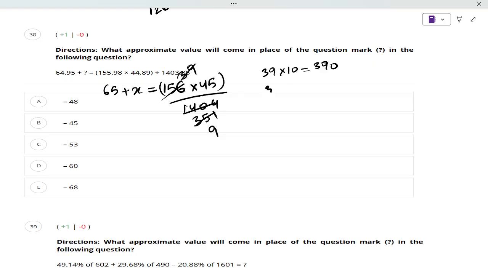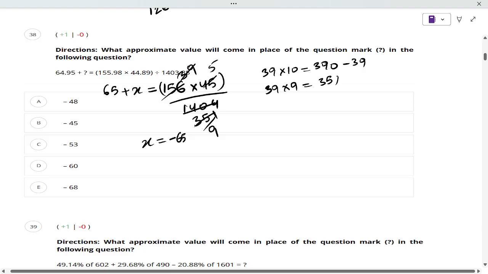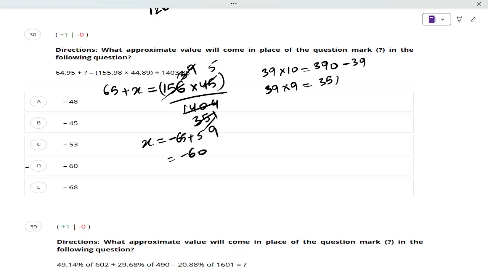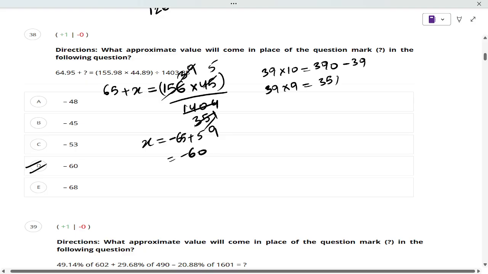Now you can just do right away 39 into 9. This will give us 351. Or you can just remove here minus 39. Then this will give us 351. So 9 5 times. So we have x here, then plus 65. If we move it to the right hand side, then this becomes minus 65 plus 5. This will give us minus 60. Then the answer is minus 60. So approximation, all right, approximation, it's simplification only.